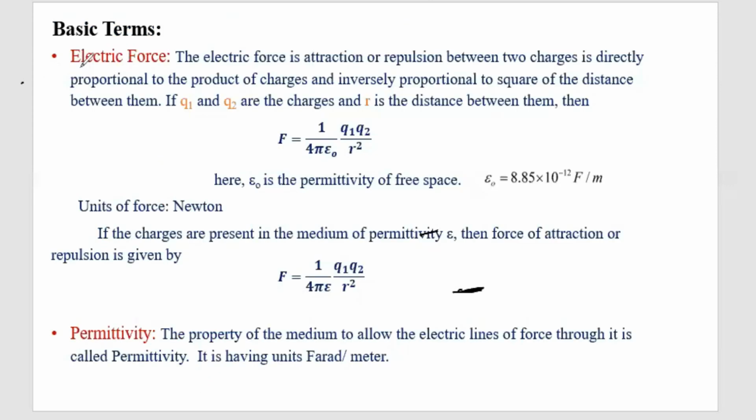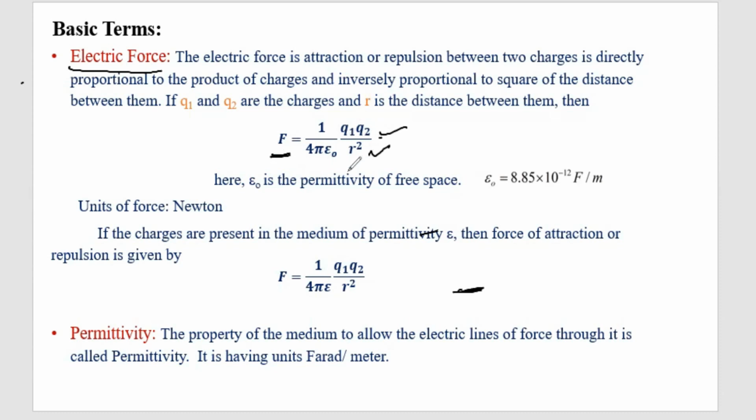The next definition is the electric force. This electric force is given by Coulomb's inverse square law. The force is directly proportional to the product of the charges and inversely proportional to the square of the distance between them. The proportionality constant we can write as 1 by 4 pi epsilon naught. This force is the electric force. Either it can be attractive or repulsive. If the two charges are like charges, it is a repulsive force, and if the two charges are unlike charges, it is an attractive force.